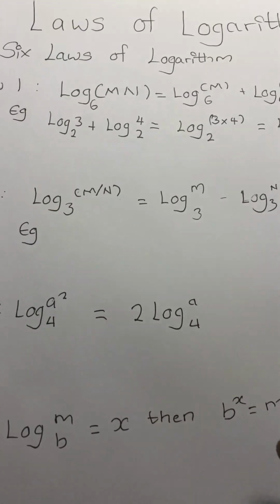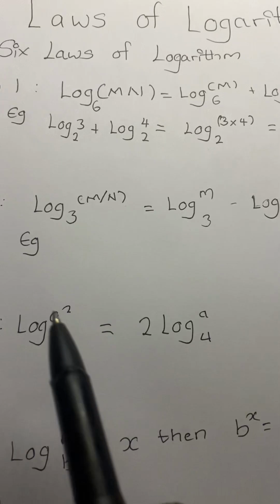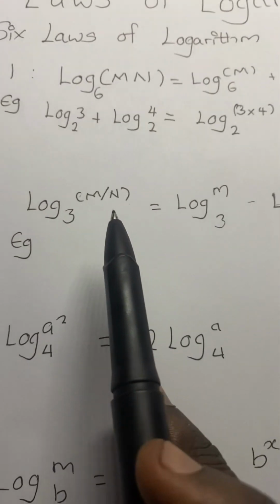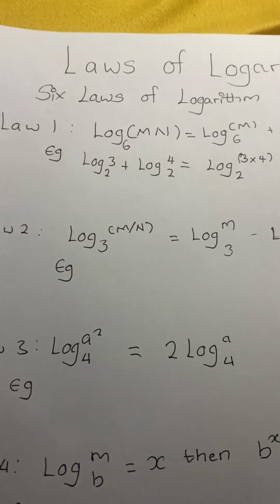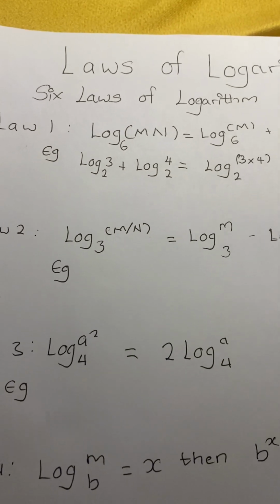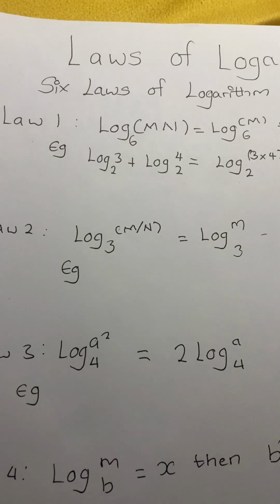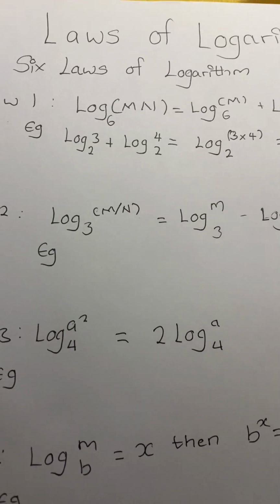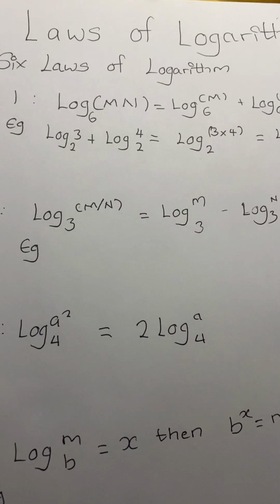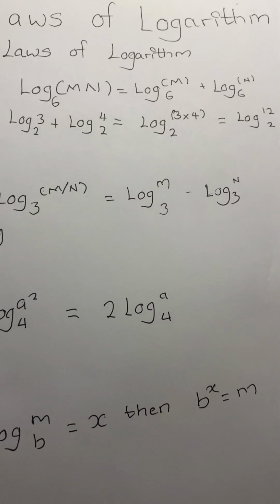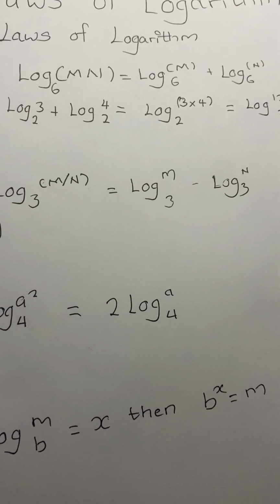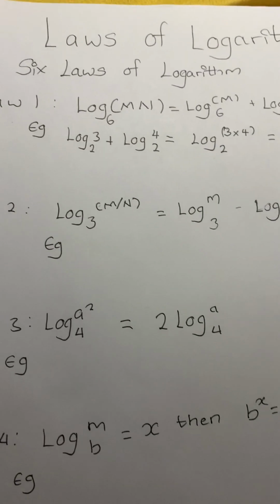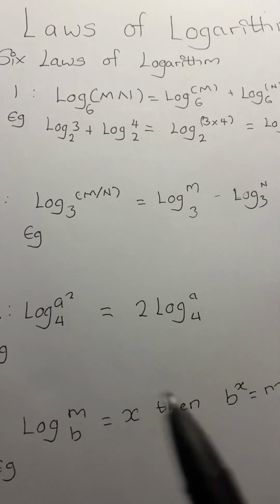So let's move on to the second law, which states that log of m divided by n, base 3, is equal to log of m base 3 minus log of n base 3. So what does this mean?